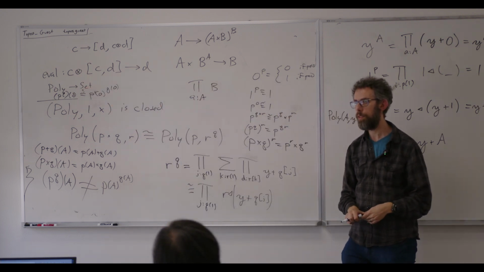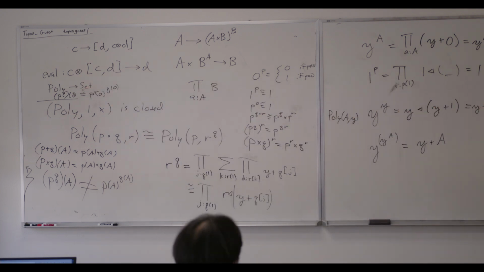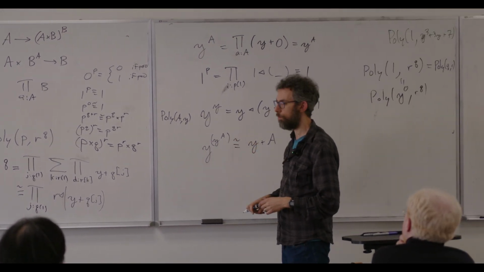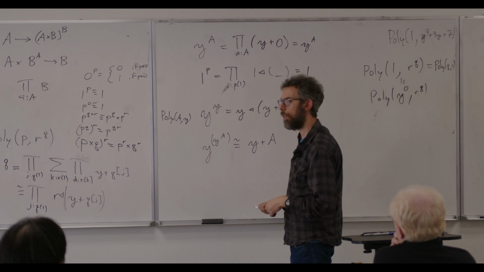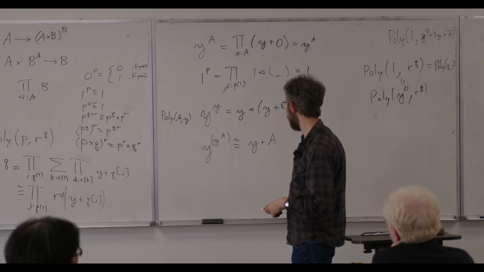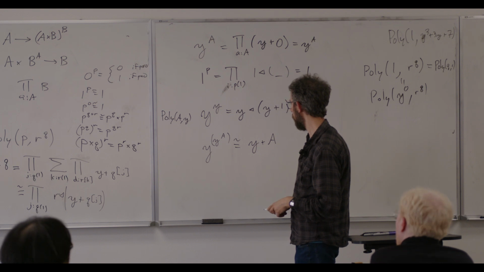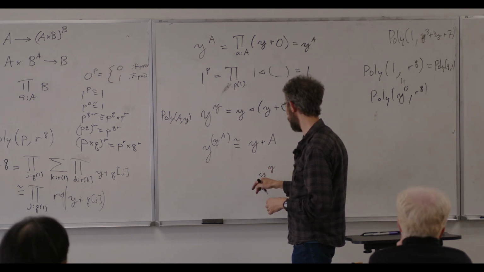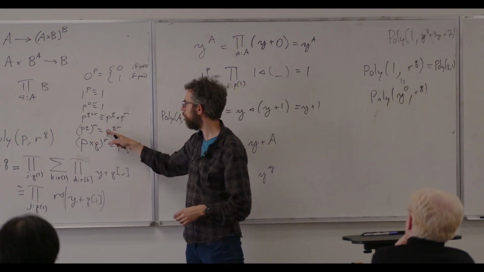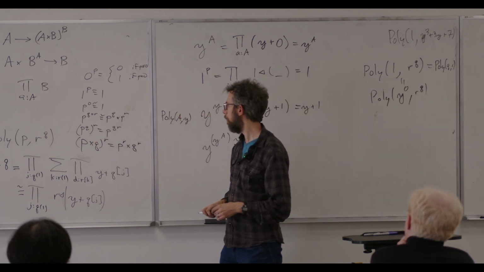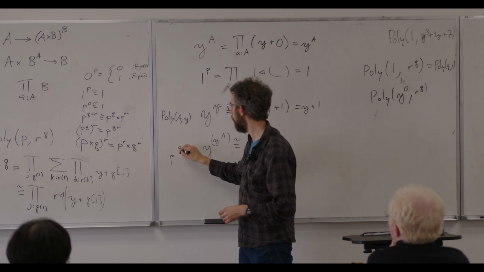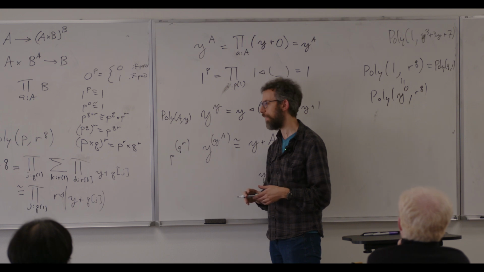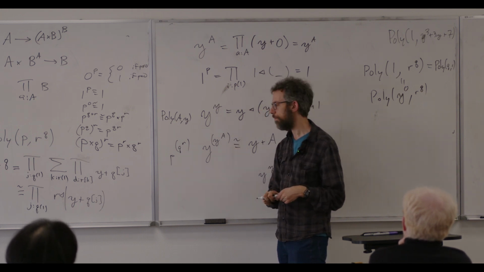Yeah, Priya? So why is y to the a not, is it an associative operation? Oh, no, no. Exponentiation is definitely not associative. So in general, p to the q to the r is p to the q times r. But p to the q to the r, which I was careful to put in parentheses, is always something that's kind of new.